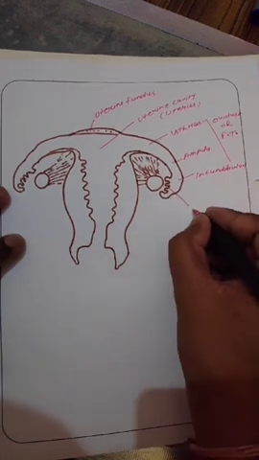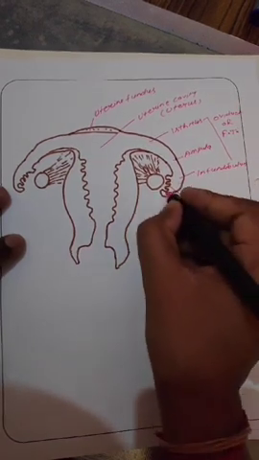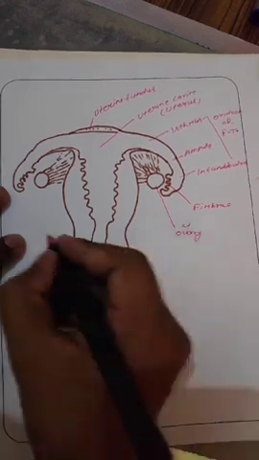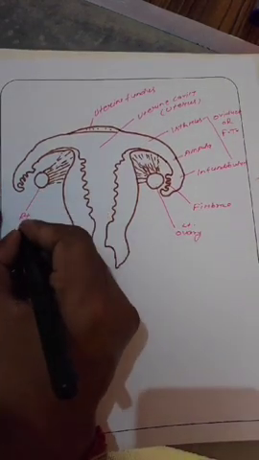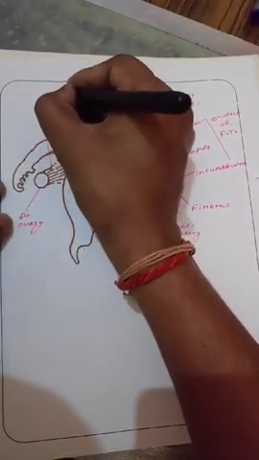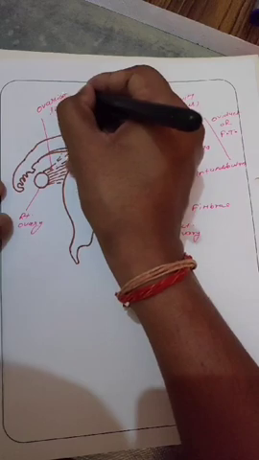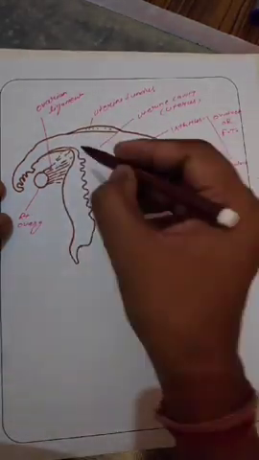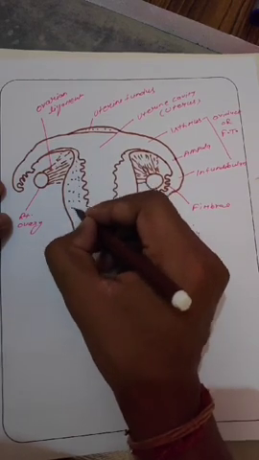This one is the finger-like projection known as fimbriae, which helps to trap the ova at the time of ovulation. This is the left ovary, and this one is the right ovary. Each ovary is linked with the main reproductive part through the ovarian ligament, on each side of the human female reproductive system. Now back to the different wall layers.